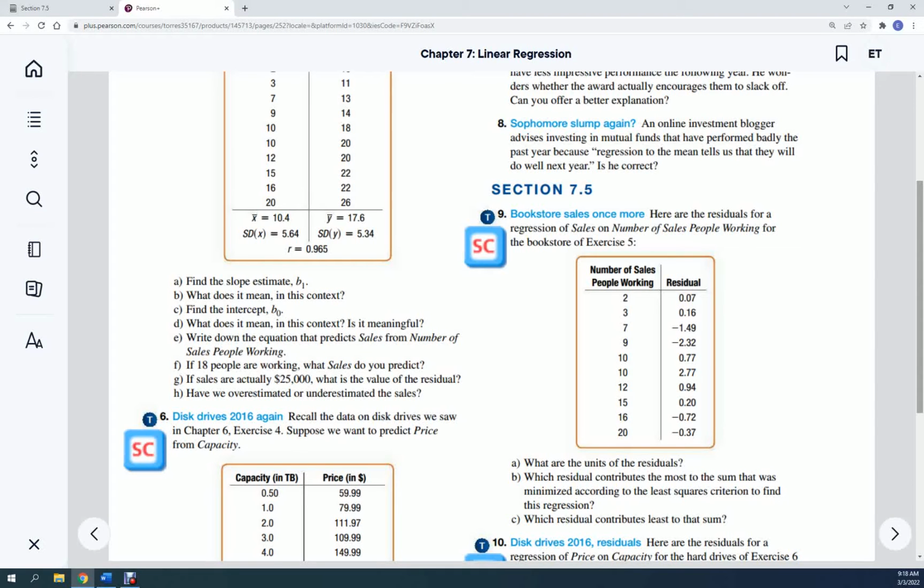Okay, 7.5, we're dealing with residuals. So we've got a question. I'm going to work questions 9 and 10 from the textbook out so we can see how to utilize everything that you read in this section.